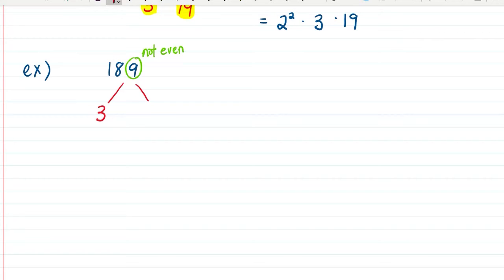So let's try dividing 189 by 3. 18 has 6 3s, so that will be 63. 63 is also divisible by 3. It will give us 21. Let's divide 21 by another 3. That will be 3 times 7. The 7 is a prime number, so we can stop our divisions at that point. And we got all the prime factors, which are 3, 3, 3, and 7.